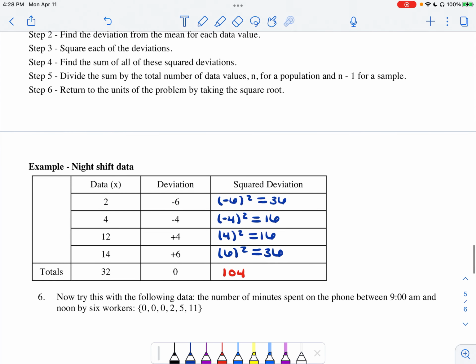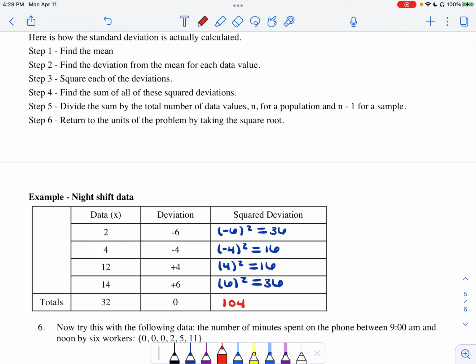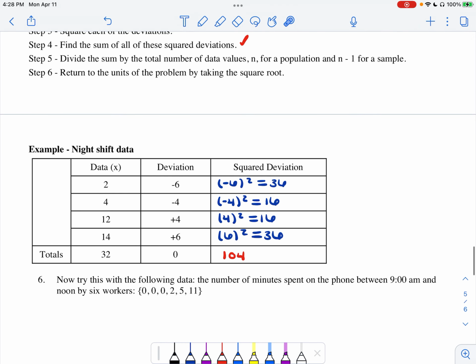That was step 4, so we're good there. Step 5, divide the sum by the total number of data values n for a population, or n minus 1 for a sample. And like I said, we're looking at a sample because we just picked 4 from our entire population.